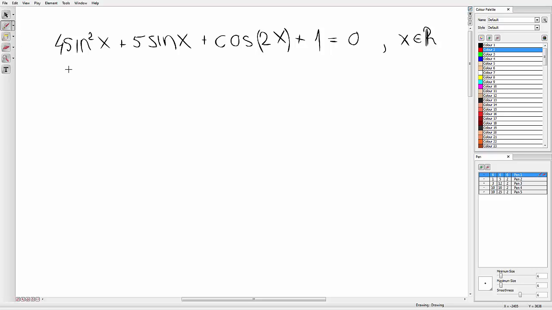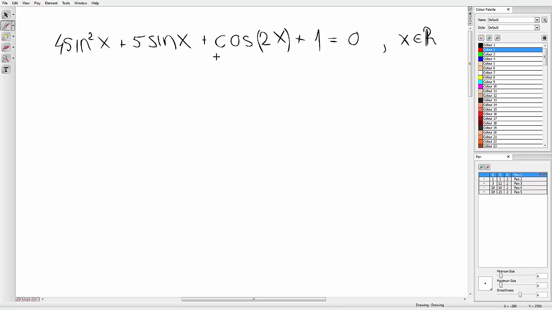Well, hello guys, today I'm going to show you this trigonometric equation, and it's actually from some college entrance exam a few years ago. And well, without further ado, let's begin.